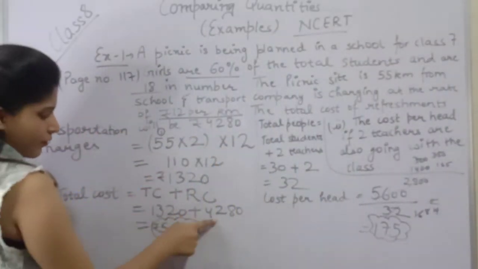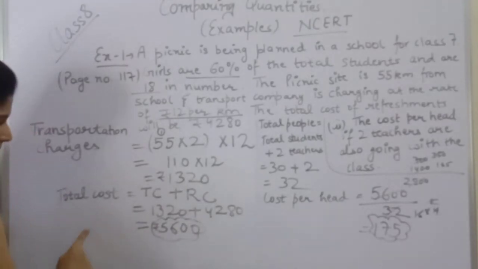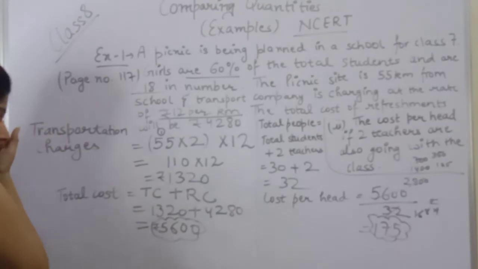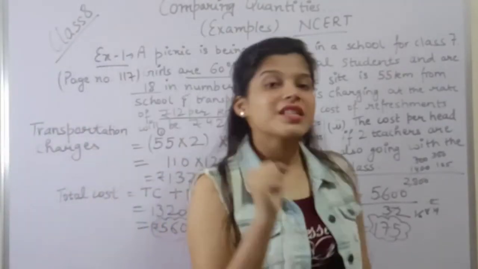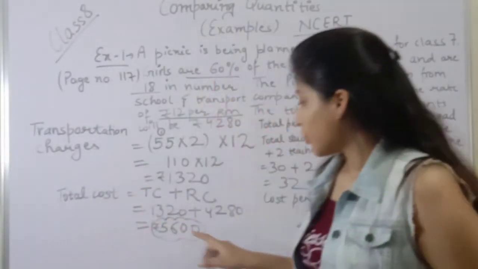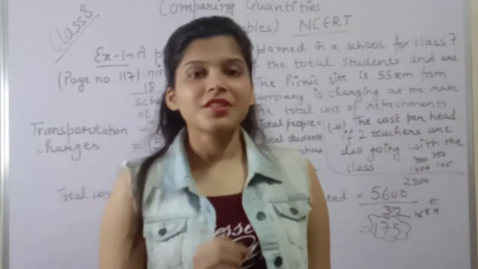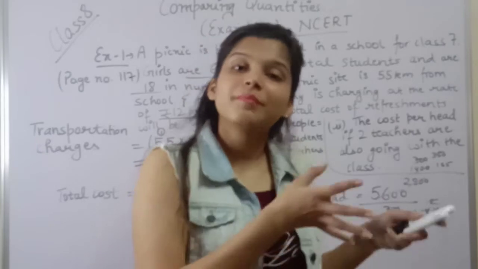So we add, so our total cost is 1320 plus 4280. We added the transport charges and refreshment charges. Okay, so the total cost comes out to be 5600. Now the total cost is 5600. Now we will find the total number of people.